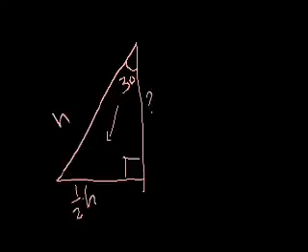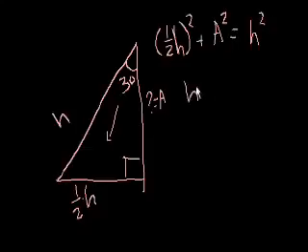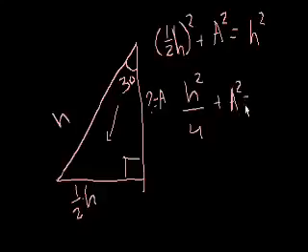If this is equal to 1/2 the hypotenuse, then what is this side equal to? Well, here we can use the Pythagorean theorem again. We know that this side squared plus this side squared, let's call this side a, is equal to h squared. So we have (1/2 h) squared plus a squared is equal to h squared. This is equal to h squared over 4 plus a squared is equal to h squared.